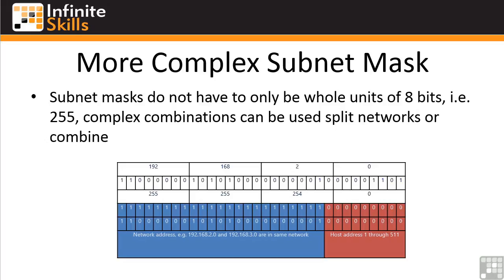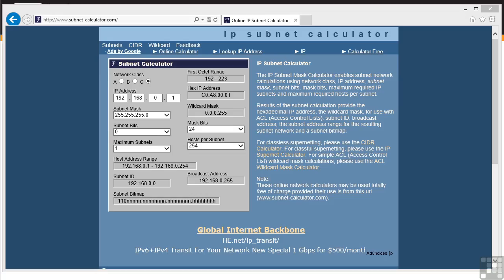Now it does all get very, very complicated. Fortunately, help is at hand. You can work this out manually. You can obviously use a standard calculator: you can work out how many hosts you need in the network, and then work out the number of bits you need to dedicate to the host address.